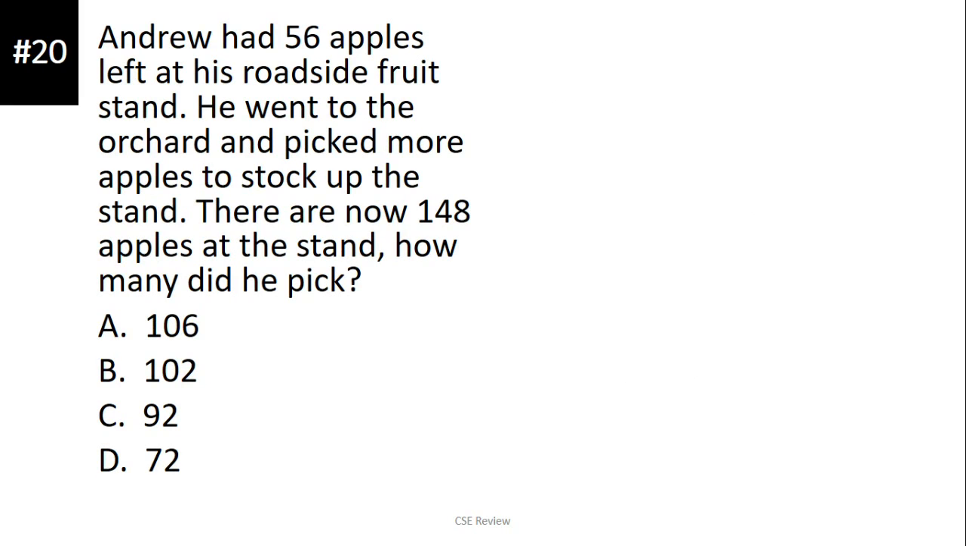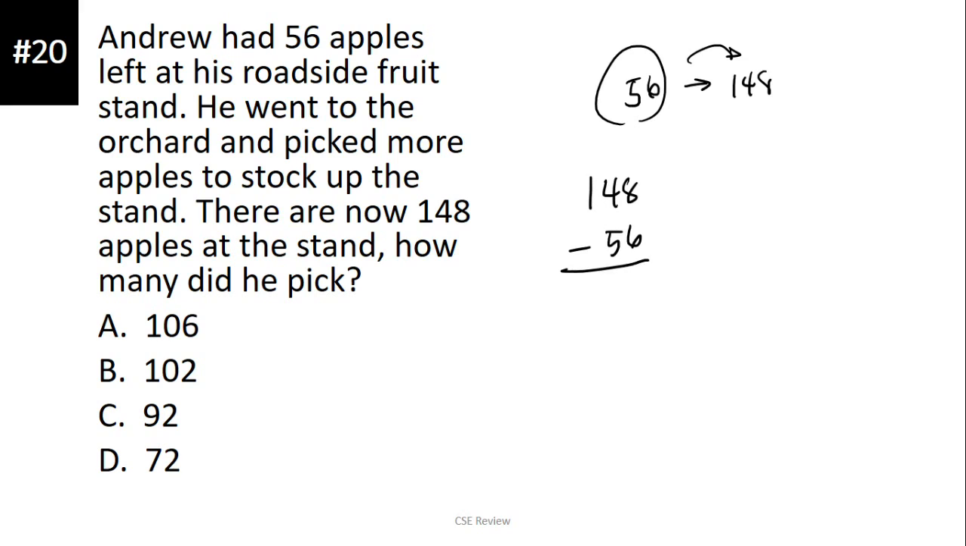Number 20. Andrew had 56 apples left at his roadside fruit stand. He went to the orchard and picked more apples to stock up the stand. There are now 148 apples in the stand. How many did he pick? So, nag-start siya sa 56, naging 148. So, anong kailangan mo gawin sa 56 para maging 148? Ang unang tanong, nadagdagan ba siya? Yes. The next question, by how much? So, what you will do would be 148 minus 56. That is going to give us 92. The answer there is letter C.